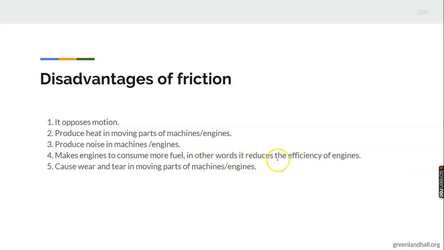In other words, it reduces the efficiency of the engine or machine, whichever way you want to put it. Because if you get to a stage where you'll be calculating the efficiency of a machine, you realize that the efficiency of a machine will never be 100% due to friction. Okay, the fifth one, it causes wear and tear in moving parts of machines and engines. That's why they have to lubricate, they have to add grease or oil in some parts so the machine can be able to work very well.